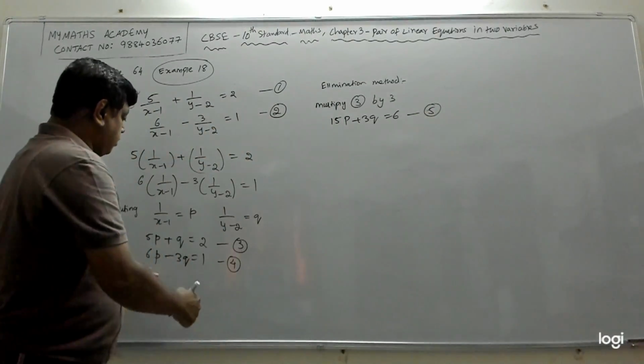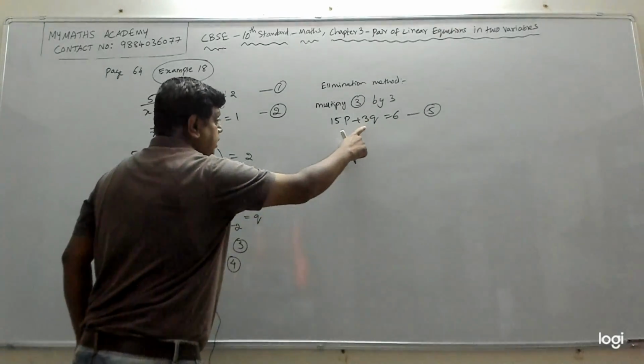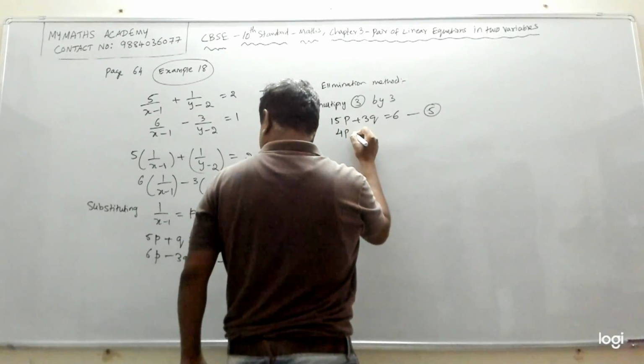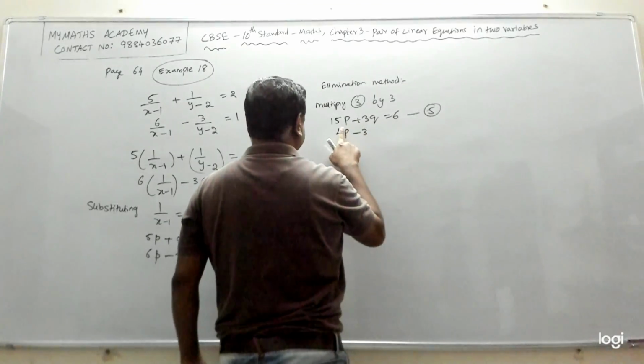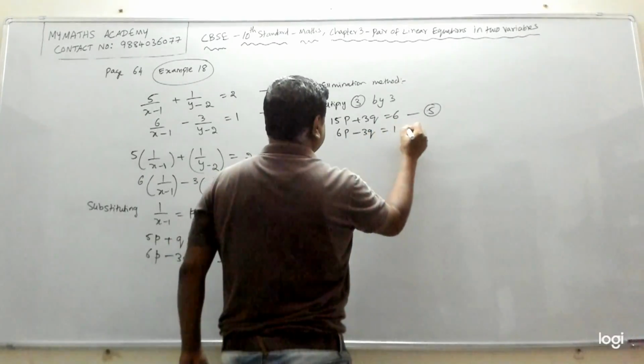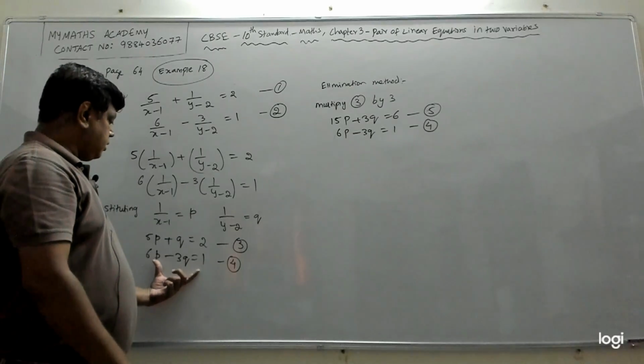Fine. Now the fourth equation, we need not change anything because we already have a 3 here. We also have a 3 here. So write the fourth equation as it is. So 6p minus 3q equal to 1. This is our fourth equation. So there's no change in the fourth equation.